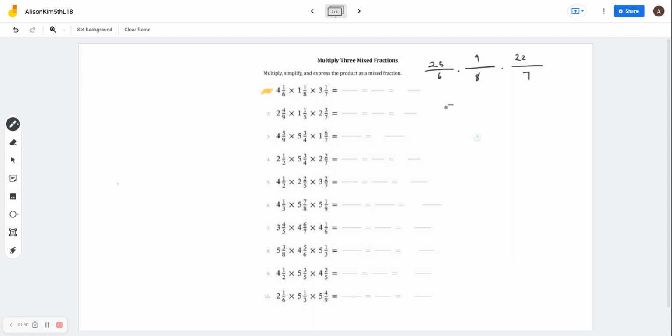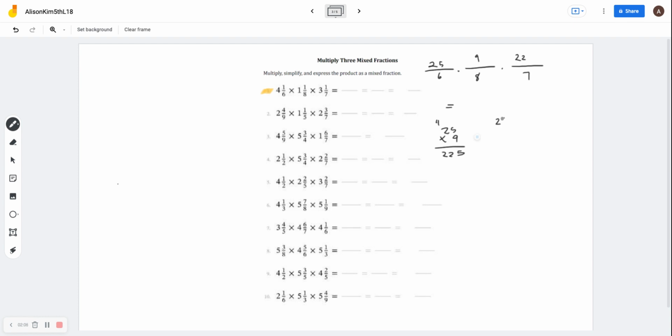So let's start multiplying the numerators out. It's going to be a while. So let's do 25 times 9, which is 225.